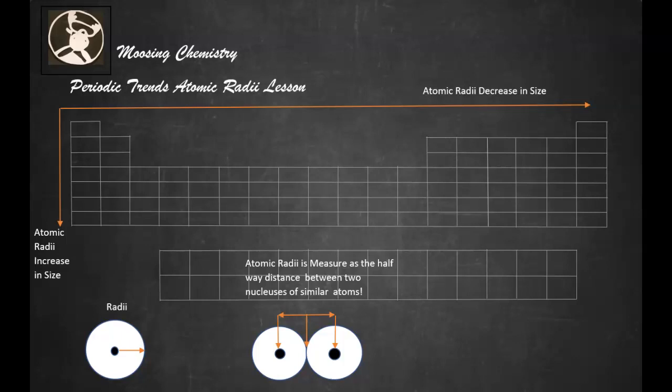This is the periodic trends atomic radii lesson. Okay, when we look at the atomic radii of an atom, we're talking about going from the nucleus to the very edge of the atom.